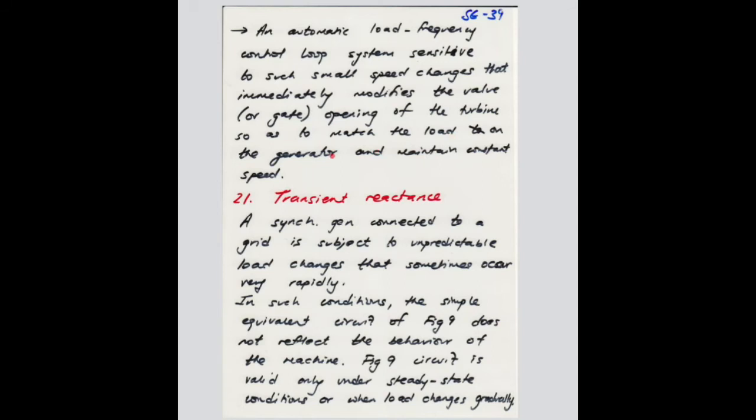Right, so this is for the first part, which is on the controls around the synchronous generator connected to an infinite bus. In the next section, we will basically look at the synchronous generator under transient conditions.